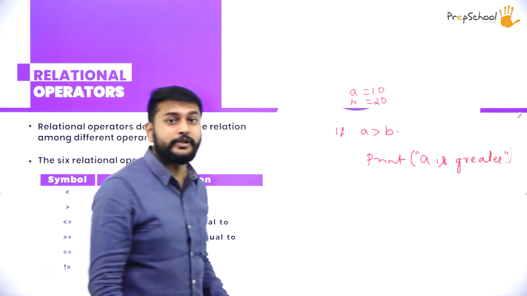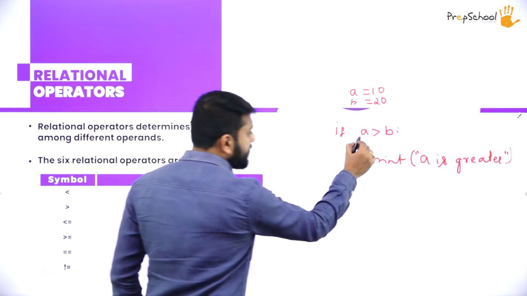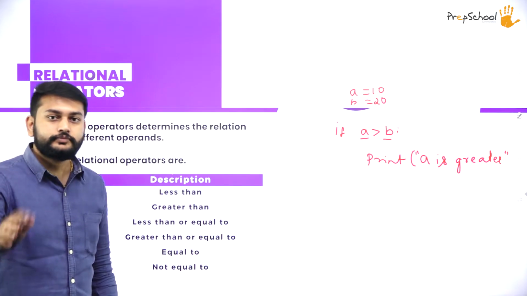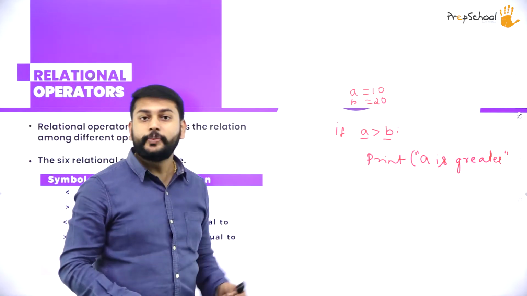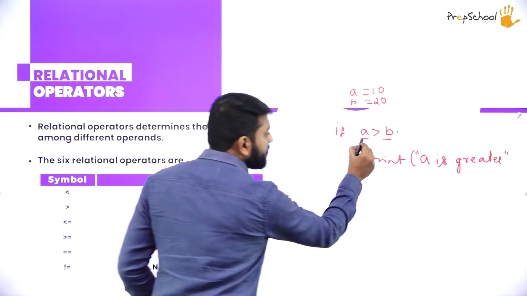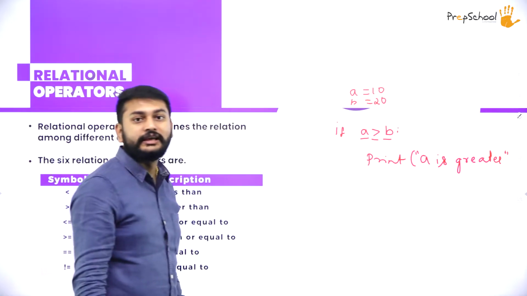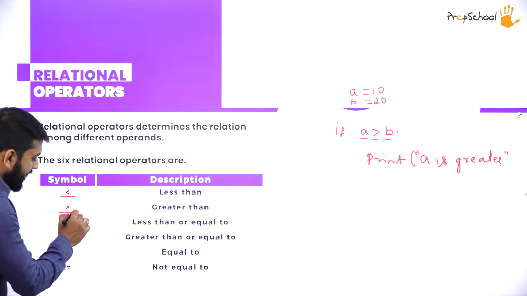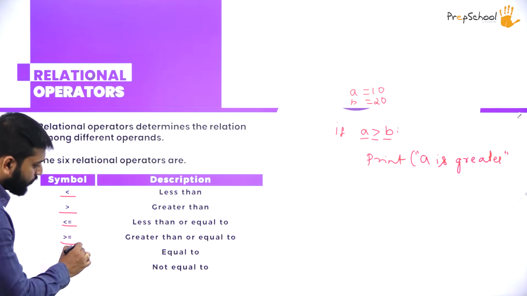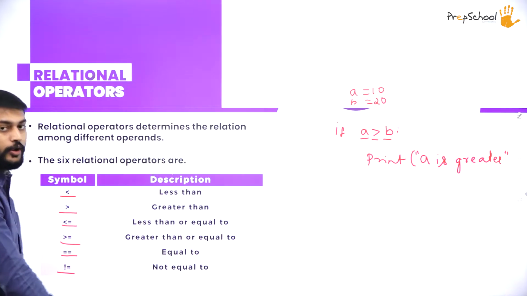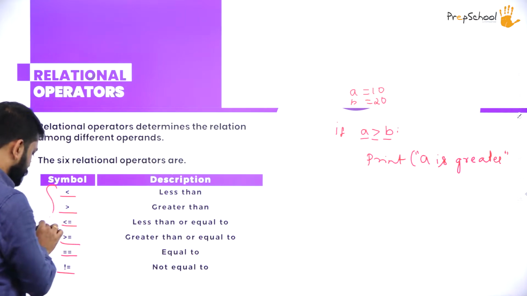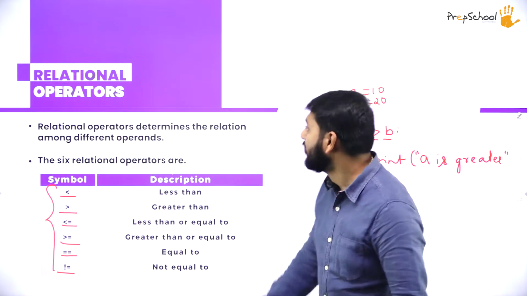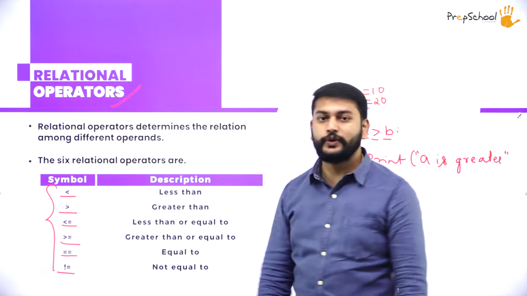So guys, please observe, I'm trying to find the relationship between two variables. So how many relational operators do I have? I have greater than. The same way, observe here, I have less than, greater than, less than or equal to, greater than or equal to, equals to, and not equals to. All these operators come under the category of relational operators.